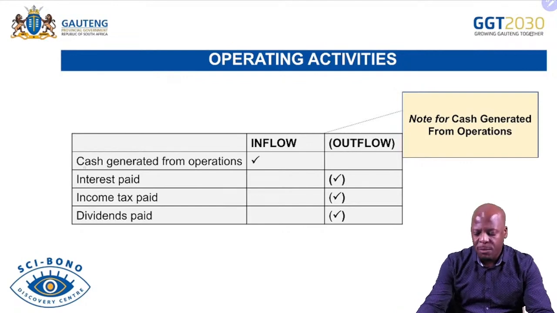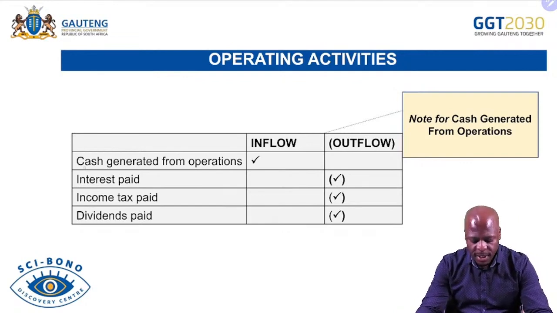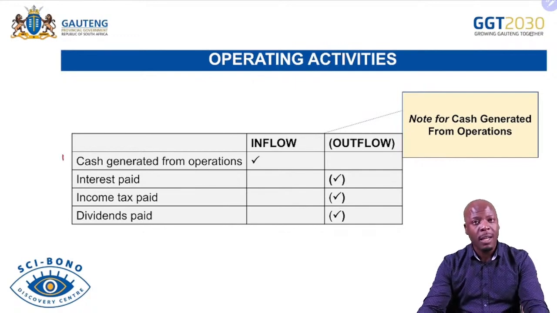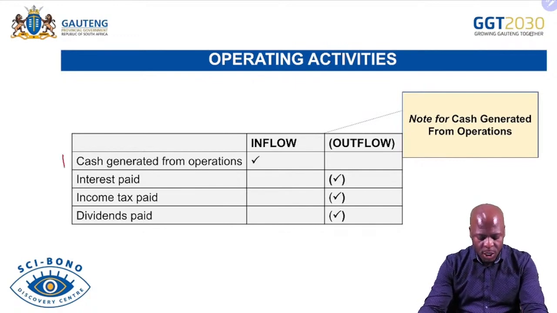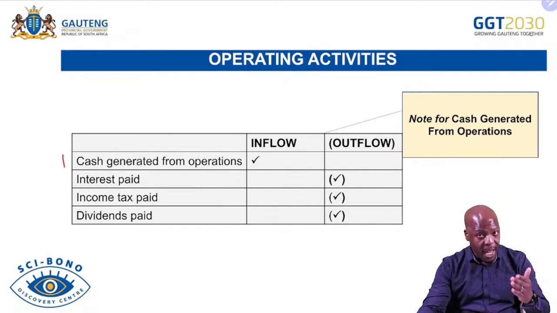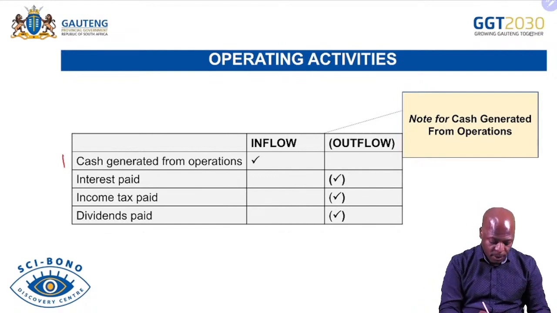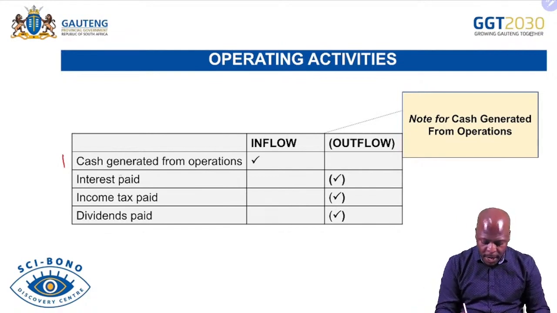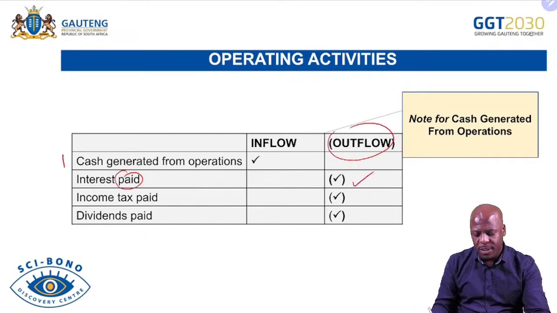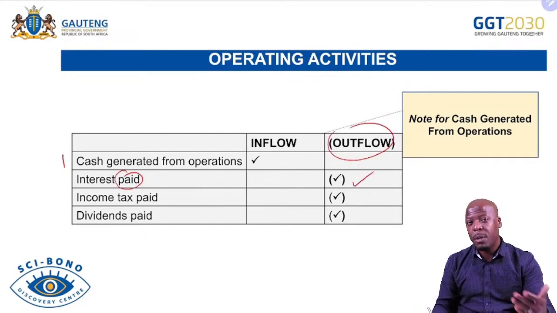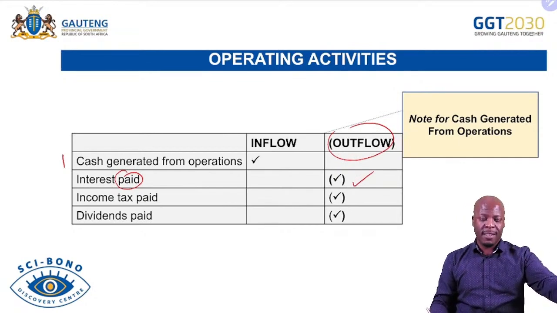Your cash generated from operations is normally an inflow. If the business is healthy in any case, it has to be a cash inflow. But I've already told you that with your interest paid, the key word there is paid. Once it's paid, it becomes a cash outflow. Hence, you see your interest is on the outflow. Outflow means money is going out of the business. Money moves in 2 directions, either in or out.